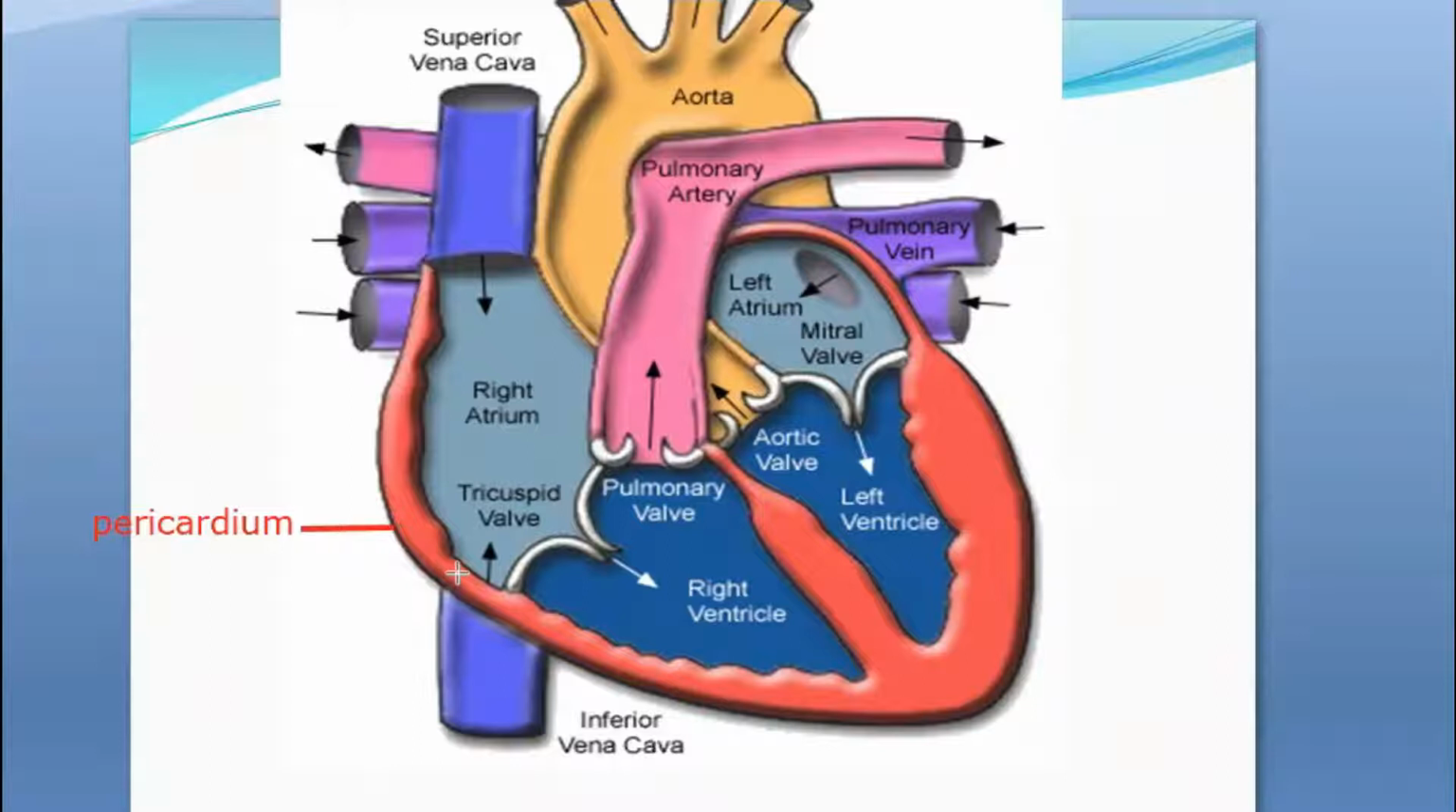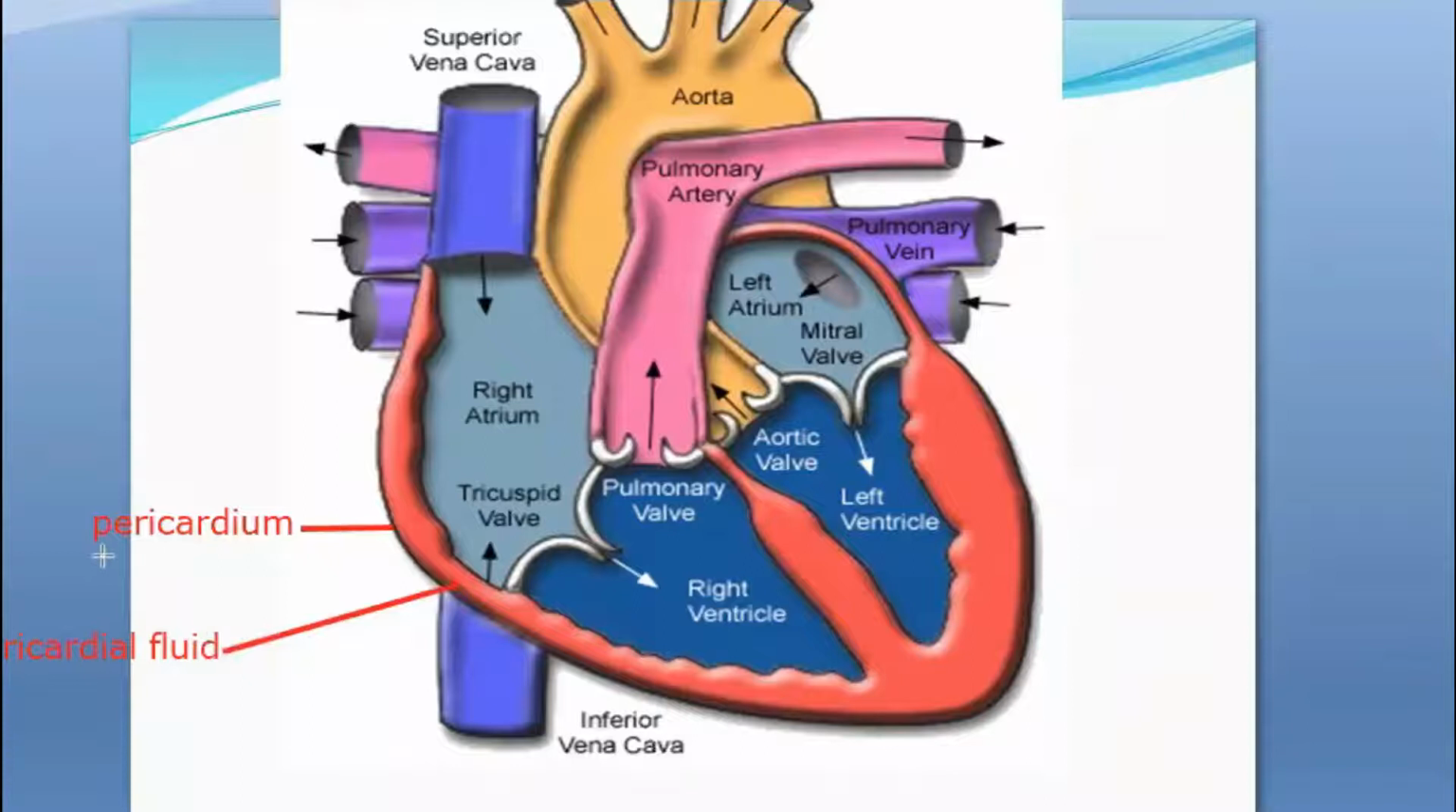In between the membrane, there is a fluid present. That fluid is called pericardial fluid. That fluid is known as pericardial fluid.